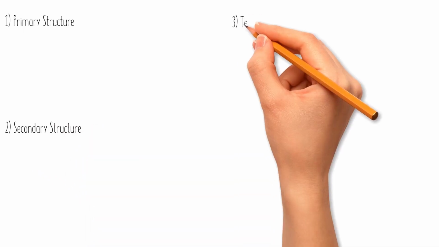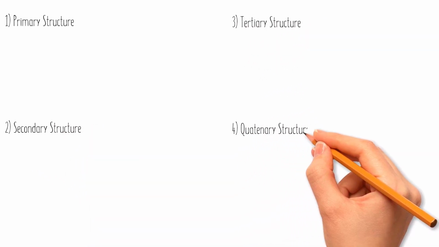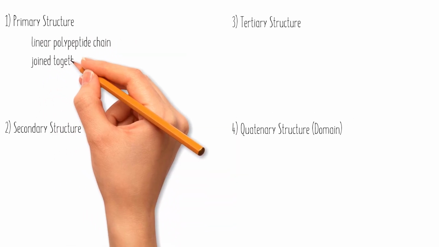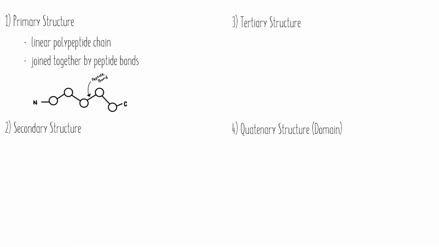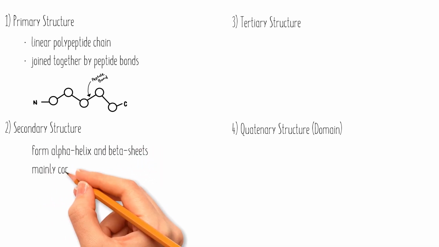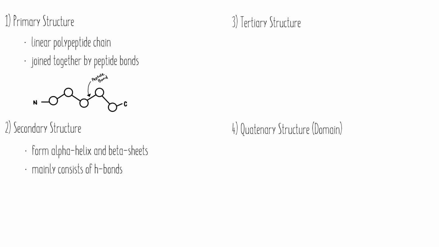So first, we have our structure. Our structure consists of primary structure, secondary structure, tertiary structure, and quaternary structure. Our primary structure is a linear polypeptide chain and is joined together by a peptide bond with an N-terminus and C-terminus. Our secondary structure is going to form alpha helices and beta sheets, and they mainly consist of hydrogen bonds.